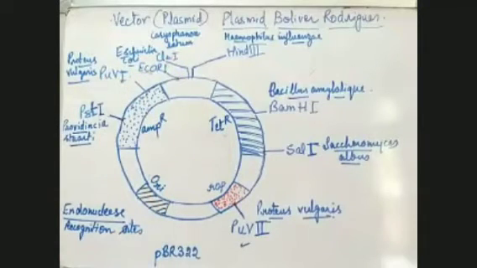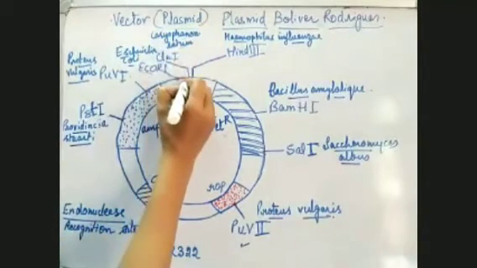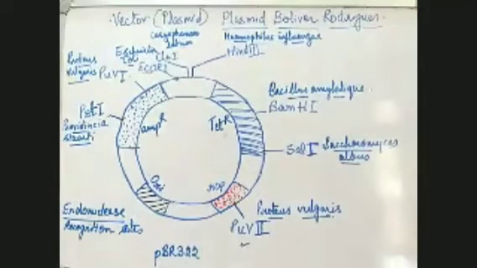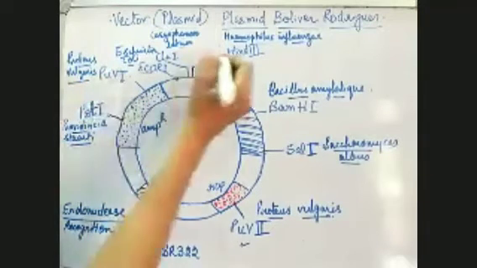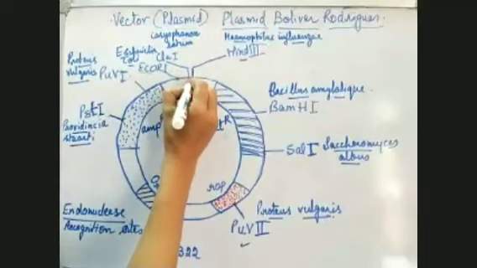CLA1 is Caryophanon latum. This is an endonuclease. This endonuclease can make a cut here, only here. Then HIND3, that means Haemophilus influenzae 3. This is an endonuclease. It can make a cut only here. Its recognition site is this.